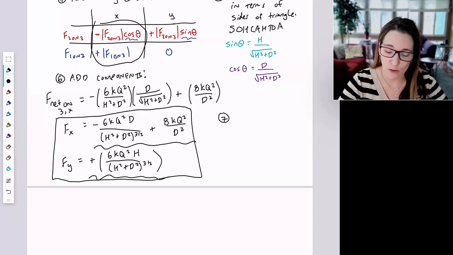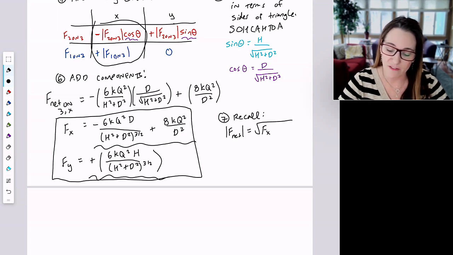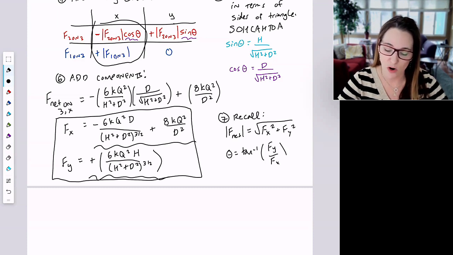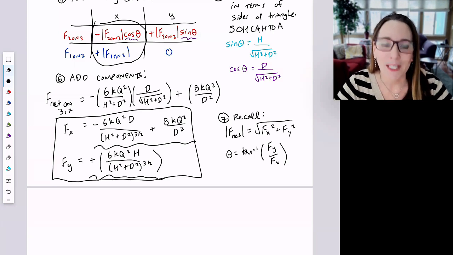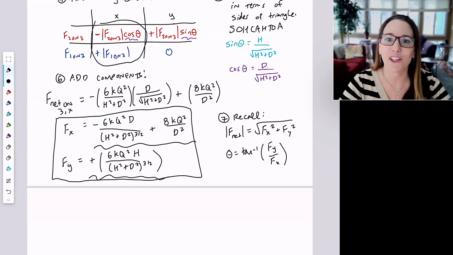However, if it did ask you for a magnitude and an angle, remember, step 7 is simply to recall that you can get the total magnitude of the net force by simply taking the square root of Fx squared plus Fy squared, and that you can get the angle it makes by doing the inverse tangent of F sub y over F sub x. So that's just some recall of basic vector addition and properties. So in this problem, unnecessary, since unit vector notation is perfectly okay.